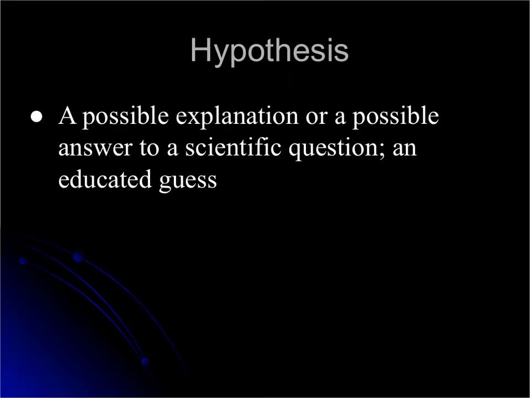When a scientist is doing an experiment, one of the things that they will often do before they start collecting data is develop a hypothesis. A hypothesis is a possible explanation or a possible answer to a scientific question. Sometimes it's also referred to as an educated guess. So when a scientist asks a question like, how tall will my plant grow in 1 week, they can make an estimation about how tall they think the plant is going to get before they start collecting data. That estimation is the hypothesis.